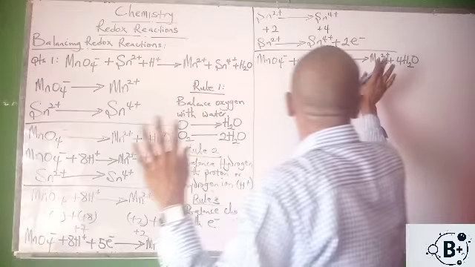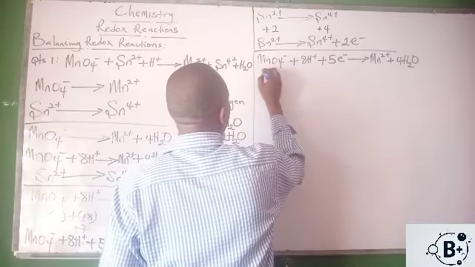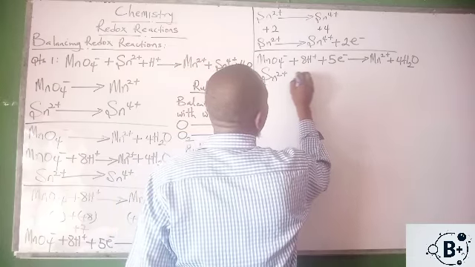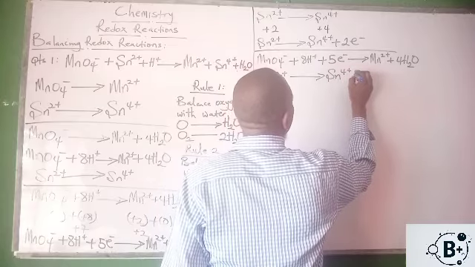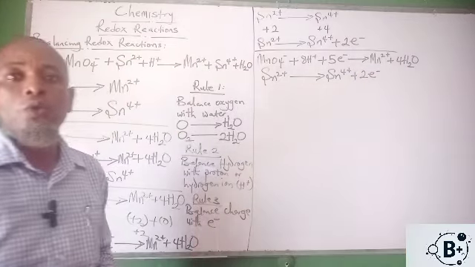Now, this is the first half, the reduction half. Then let's bring the other half. So this one is Sn2+ giving us Sn4+ plus 2e-. So we have brought them together now.